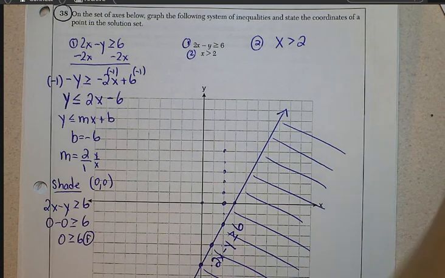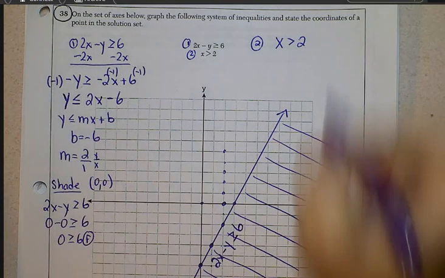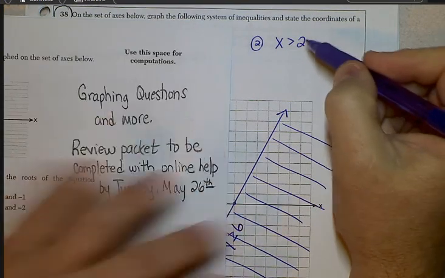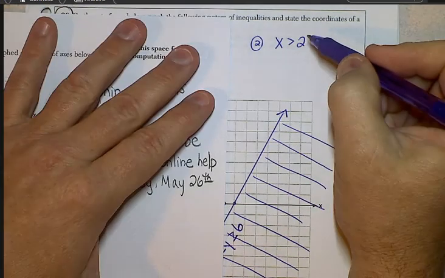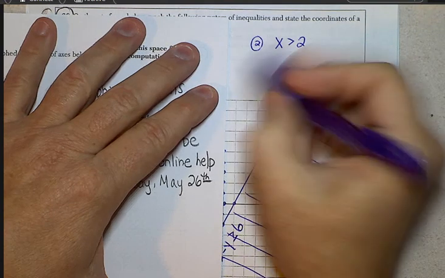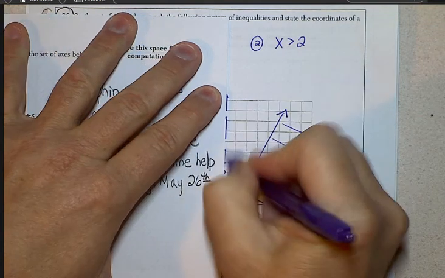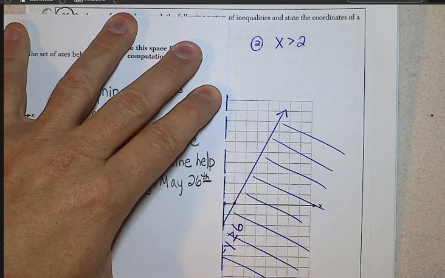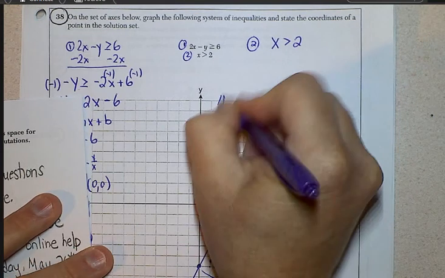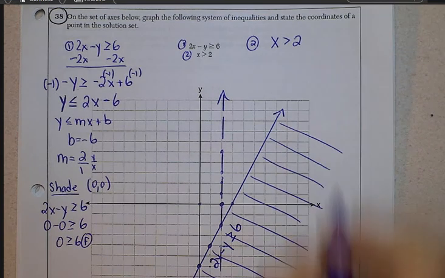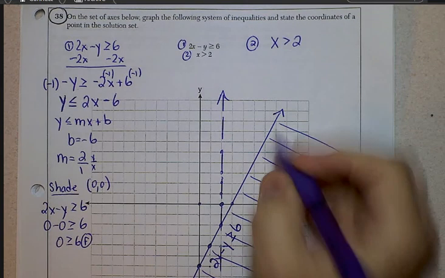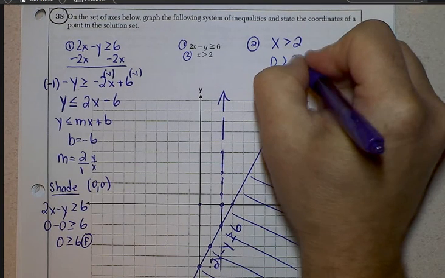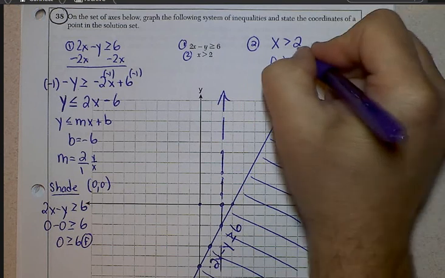So we take a ruler out. Remember, it's going to be dashed because it's just greater than 2. You line your points up. You draw your dashed line all the way through. All right, and then you're going to use your test point. I'm going to plug 0 in. Is 0 greater than 2? And that's false. This is my shading piece.